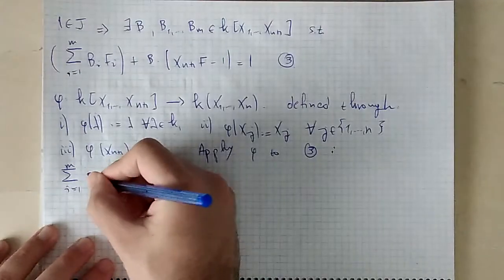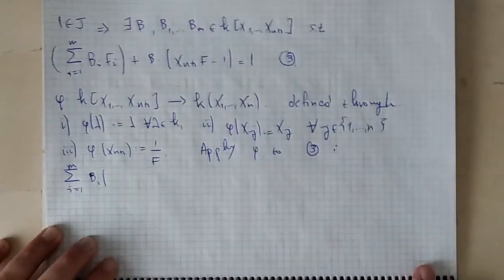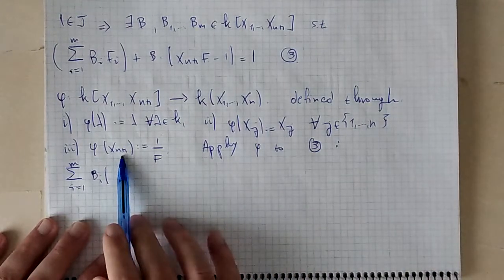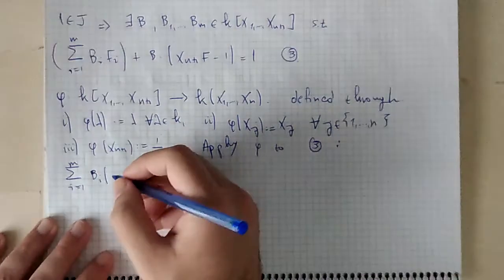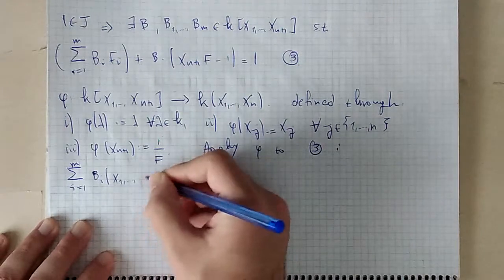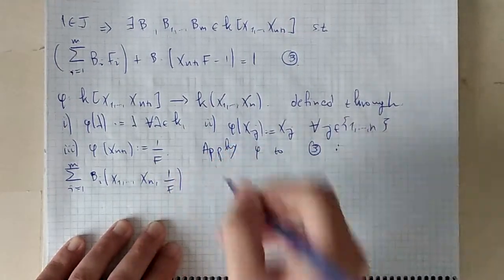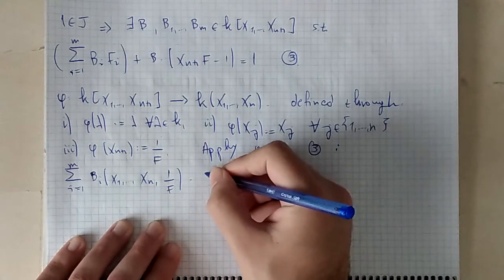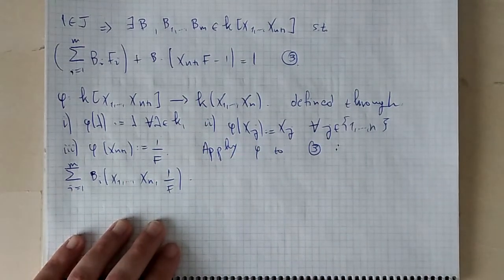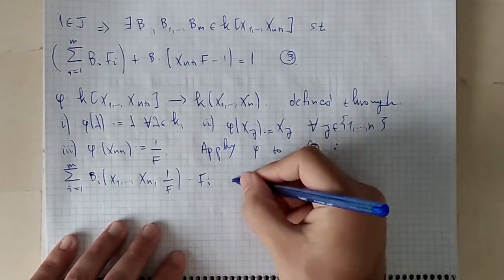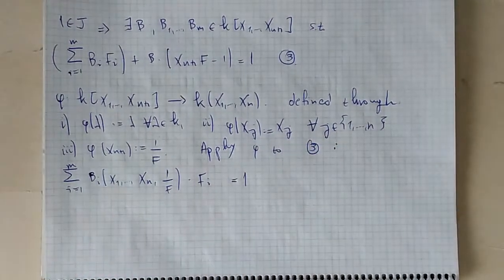but now the polynomials, remember that these bi's actually have n+1 variables, right? And since the only thing that changes is the last variable, these are going to be exactly the same as before. They're going to have the first n variables, but now the last one is going to be replaced by 1 over f, right? And of course, since the fi's are polynomials in n variables, they're not going to change at all. So this is equal to 1, right?